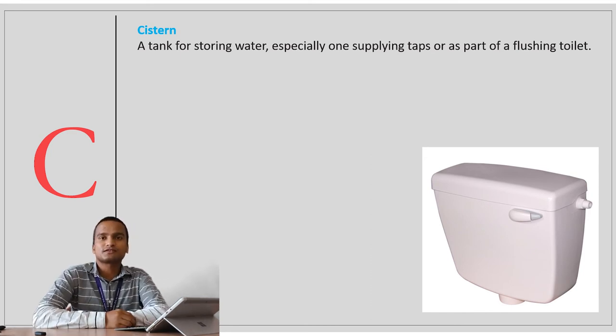So the very first term which comes in C is cistern. And cistern is a small tank which is used to store water for supplying water to one tap, or especially these small tanks are installed for flushing the toilet. So this is also a cistern, a small example of cistern.